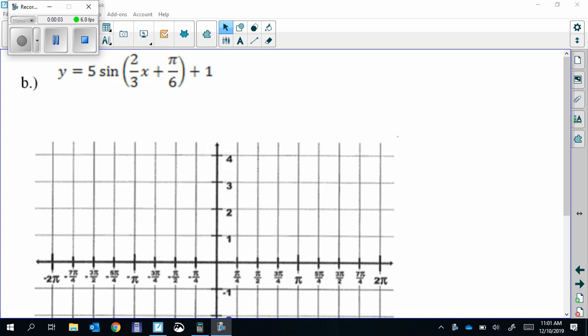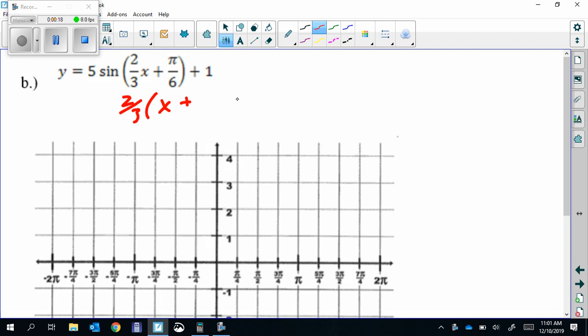All right, graphing sine and cosine. We're going to start by noticing that we need to factor out b. Since it's 2/3 x, we got to factor that out. So 2/3 factored out, plus pi over 6 divided by 2/3. I need to work that out.